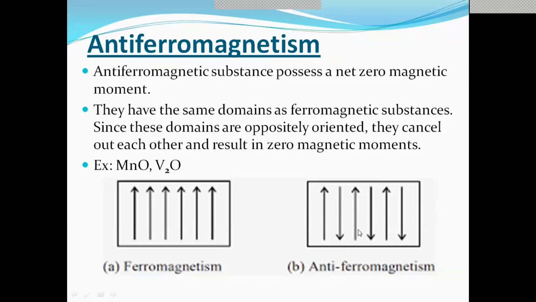Similarly, if you observe here, the alternate arrangement of domains in equal and opposite directions results in zero magnetic moment of the substance. Examples are manganese oxide, vanadium oxide. So in antiferromagnetism, domains exist just like in ferromagnetic substances. Even though these domains are there, because they are in equal and opposite directions, their net magnetic property becomes zero. Since these domains are oppositely oriented, they cancel out each other and result in zero magnetic moments.